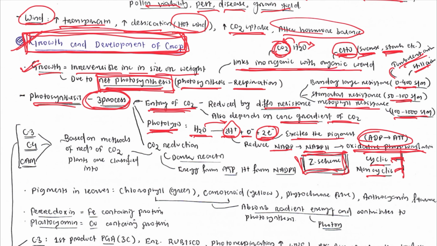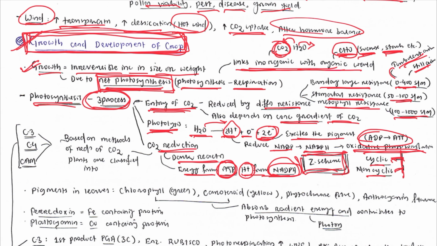Then the third process is carbon dioxide reduction. That is also known as dark reaction. And here energy is taken from ATP and H plus from NADPH. Energy is taken from ATP, and H plus for reduction of carbon dioxide is taken from NADPH, that is produced in the second phase.